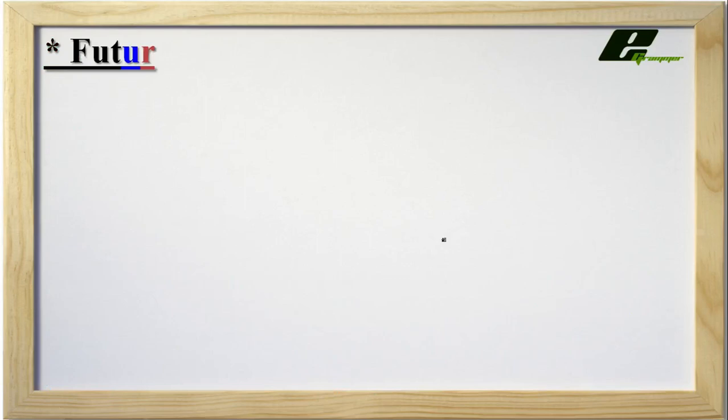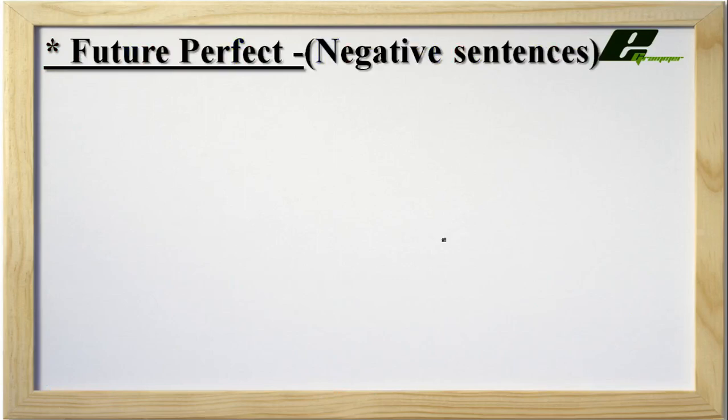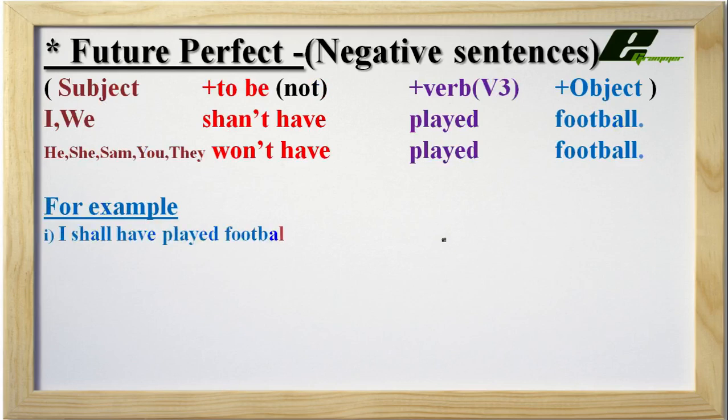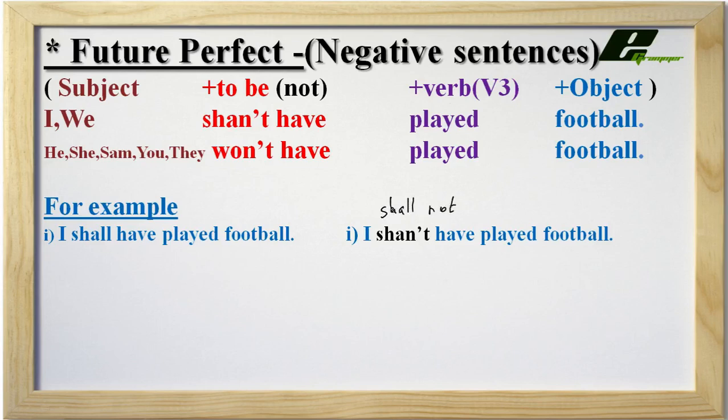Understood? Now, let us see negative sentences. We already learned negative sentences. Why again? Now, in this part, we are going to use their short forms. We transform some sentences into negative sentences. I shall have played football. Again, what I have done, I picked this affirmative sentence and kept it here. But I have made a small change in it. Instead of adding not, I use the short form of shall not. The short form of shall not is shan't, so it sounds good.